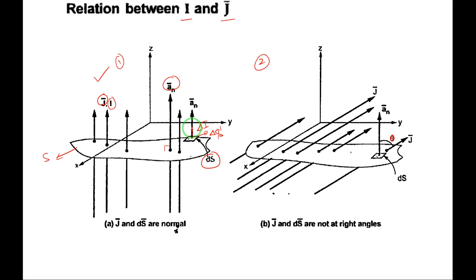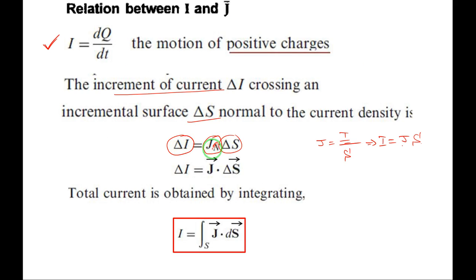And the current density is normal, hence we take the normal component of the current density, Jn. So it is written as delta I is equal to Jn, the normal component, which is normal to the surface, or parallel to the unit normal vector an, into delta S.